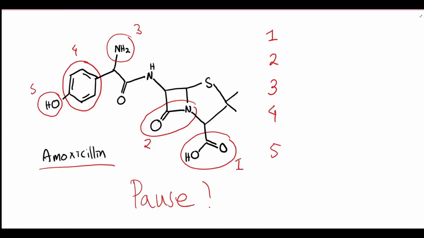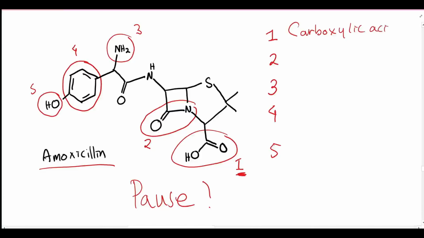Okay, so hopefully you've paused the video and written down your solution. So number 1, which is this one here, this particular functional group, is going to be a carboxylic acid. Number 2 is that we have a double bonded oxygen here, and then a nitrogen, and it's bonded to things like that. So this is going to be an amide.